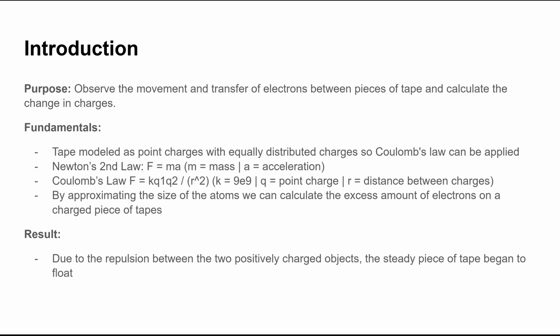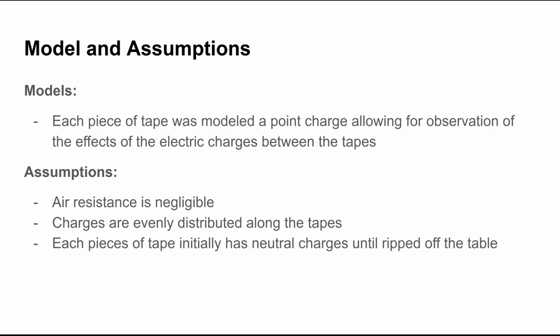And the result is that due to the repulsion between the two positively charged objects, the steady piece of tape began to float. The model for this lab is that each piece of tape was modeled as a point charge, allowing for observation of the effects of electric charges between the tapes.